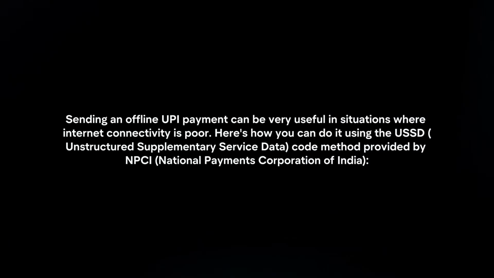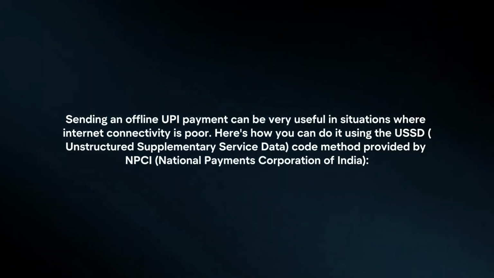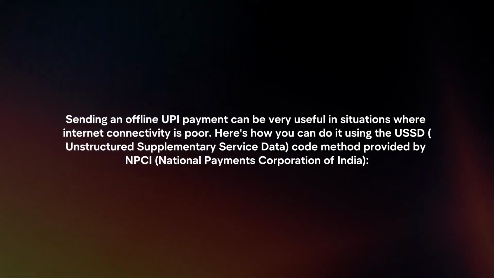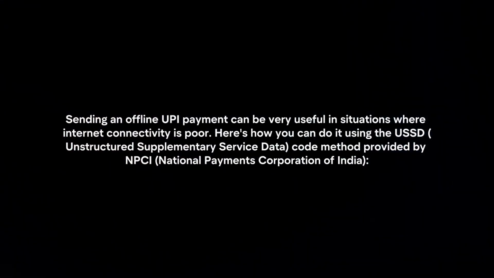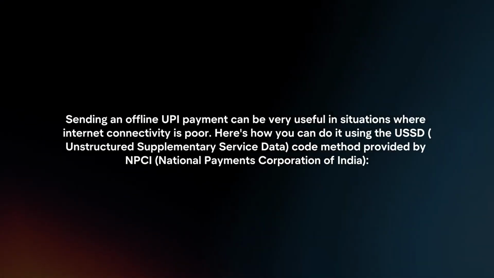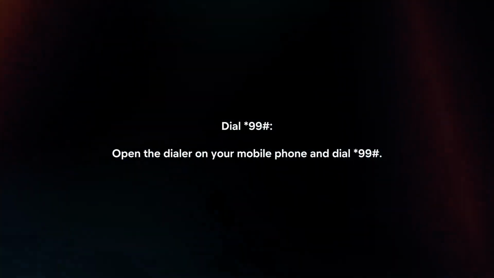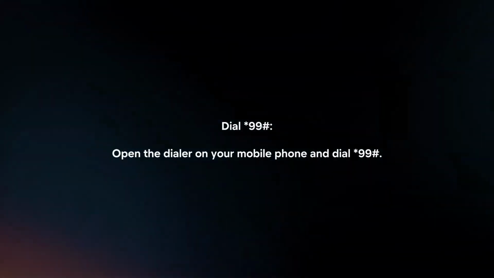Sending an offline UPI payment can be very useful in situations where internet connectivity is poor. Here's how you can do it using the USSD code method provided by NPCI. Dial *99#. Open the dialer on your mobile number and dial *99#.